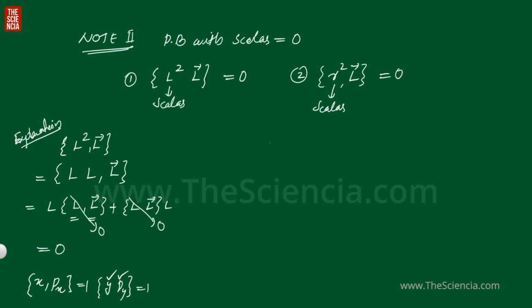Now, the second one, that is the Poisson bracket of R square with L vector. You do one thing, you try by yourself. This is a work for you, find out whether it is 0 or something else.